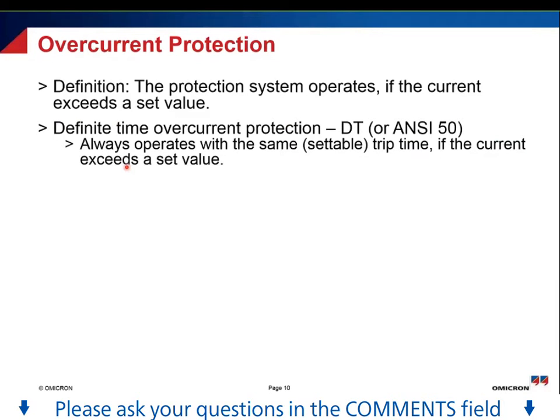Well, there are two different kinds of overcurrent protection. Typically, you have on the one hand the definite time overcurrent protection, which is also called DT, for abbreviation for definite time, or with the ANSI code, it is ANSI code 50. This definite time overcurrent protection always operates with the same trip time if the current exceeds your setting value. And this trip time can be defined also as a setting. So if the current is above your threshold value, then it always trips with the same time.